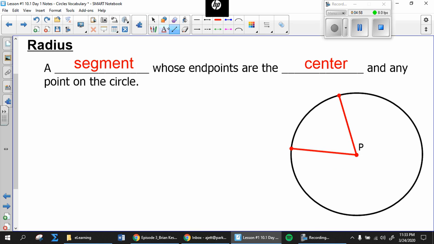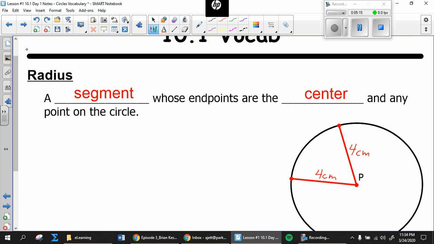Now, what do we notice about the radius? This circle has an infinite number of radii. It has all kinds of them going from the center to the outside. Every single one of those is going to be the same distance. So if this is 4 centimeters here, this is going to be 4 centimeters here as well. It's from the center to the outside.